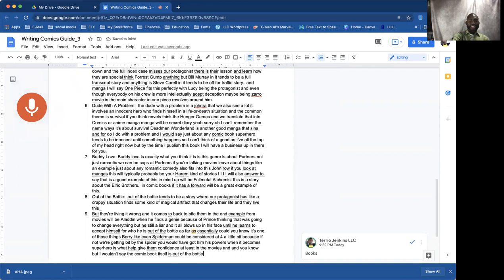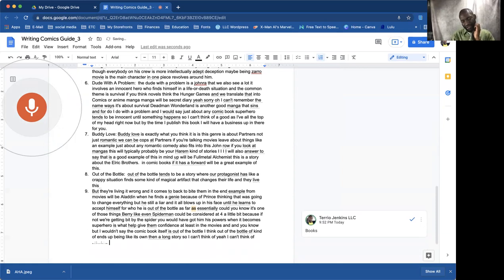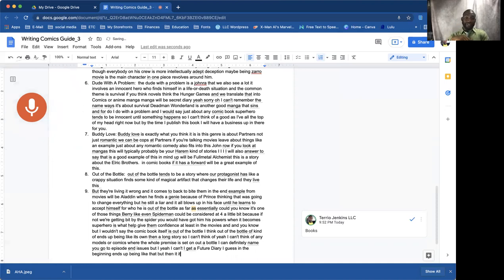I think out of the bottle kind of ends up being its own standalone story. So I can't think of any mangas or comics where the whole premise is set on out of the bottle. I can definitely name you particular episodes and issues, but yeah, I can't. Oh, Future Diary. I guess in the beginning it ends up being like that, but then it goes downhill real quick.